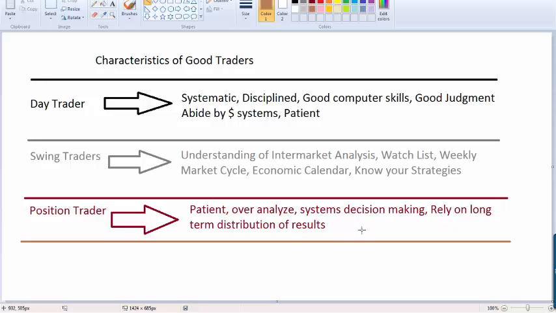It's because they end up overanalyzing. You don't want to overanalyze. You've got to make sure that you have systems, and you have to rely on long-term distributions of results. For example, there's a thing called a Christmas trade. And the Christmas trade is essentially based on this. Markets tend to usually go up around Christmas.